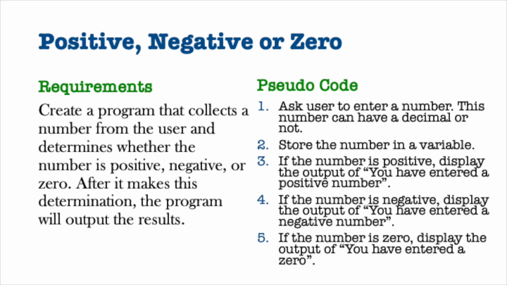And then we're going to ask 3 questions. Is the number positive? If it is, we're going to display output of, you have entered a positive number. If it's negative, we're going to display the output of, you have entered a negative number. Or if it's 0, we're going to display an output of, you have entered a 0. Now, that is the information that we need to be able to move forward with writing our program.